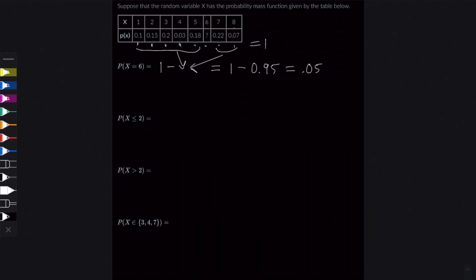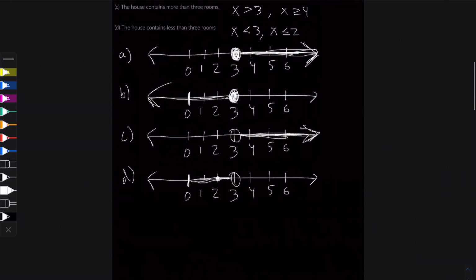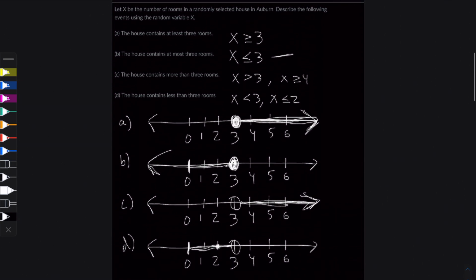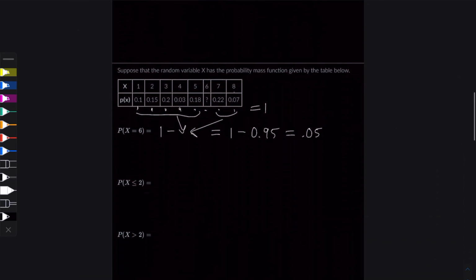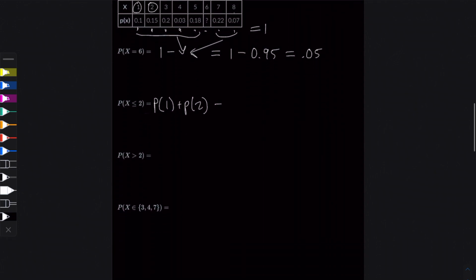So probability that x is less than or equal to 2. And remember, what we did up here is for less than or equal to, which would be this part B, it is the filled in number at 3 on this one. So that means it can be that number and then everything less than it. So for this one, it would be the probability of 2 plus the probability of 1. So I'm going to write that down. I'm going to say probability of 1 plus the probability of 2. And that would be 0.25.